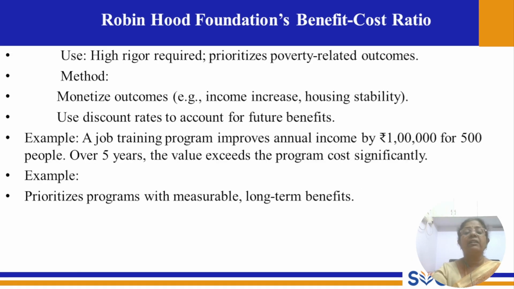Use: high rigor required, prioritizes poverty related outcomes. Method, monetize outcomes. Example, income increases, housing stability. Use discount rates to account for future benefits. Example, a job training program improves annual income by rupees 1 lakh for 500 people. Over 5 years, the value exceeds the program cost significantly. Example, prioritizes programs with measurable long-term benefits.